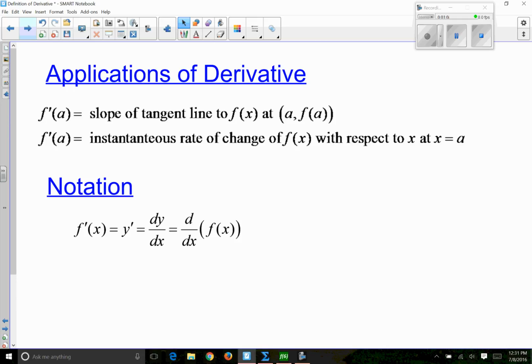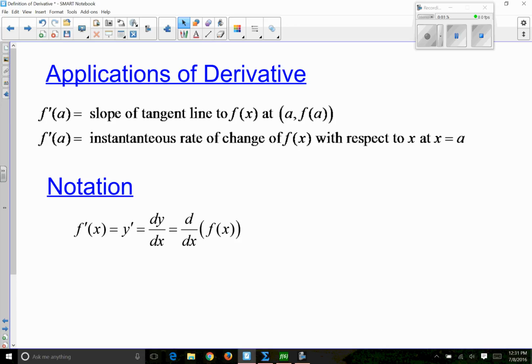Some things we use the derivative for. F prime of a is the slope of the tangent line to f of x at the point a comma f of a. Also, f prime of a is the instantaneous rate of change of f of x with respect to x at x equals a. And these are different ways we symbolize the derivative.